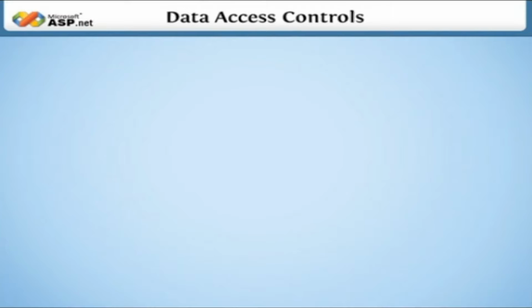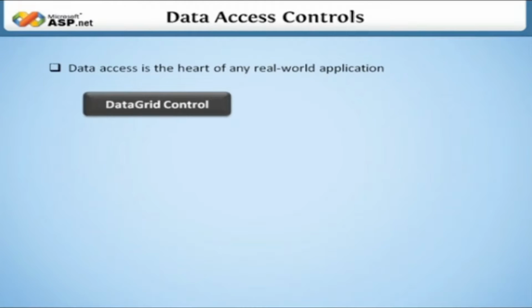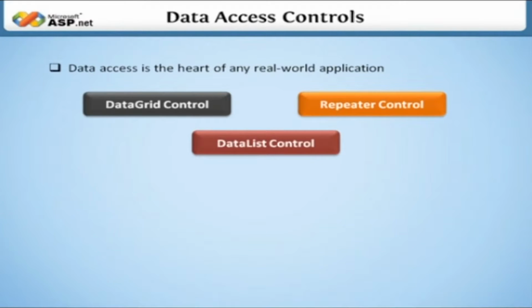Data access controls. In this lesson, we're going to talk about the common control used in database transactions. Data access is the heart of any real-world application, and ASP.NET provides a rich set of controls to perform database transactions efficiently. Now, in this lesson, we're going to talk about the various data access controls, like data grid control, repeater control, and data list control.